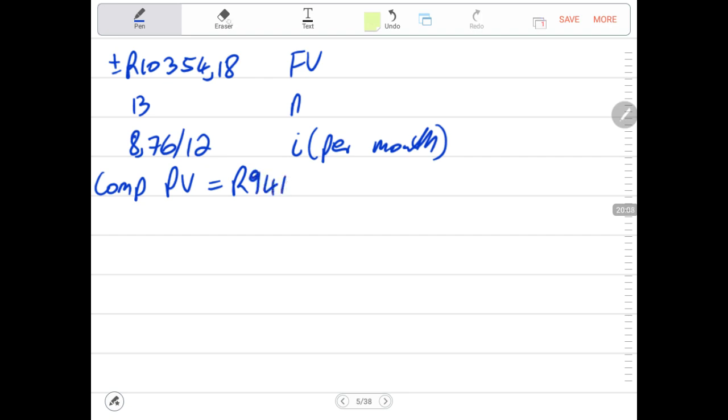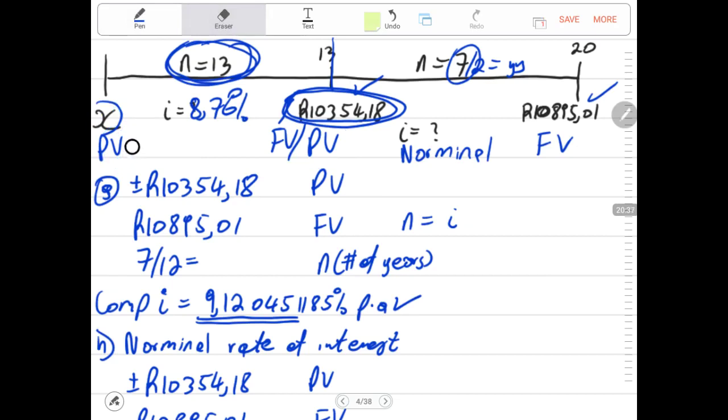9,419 rand 99 cents. That should be 420. We can round off there to 420. Otherwise, it is 9,419 rand 99 cents. And it is 99 and there's another 9. So hence I'm rounding it off to 9,420. So this is the amount that was initially invested, which is the present value at the beginning of the period.